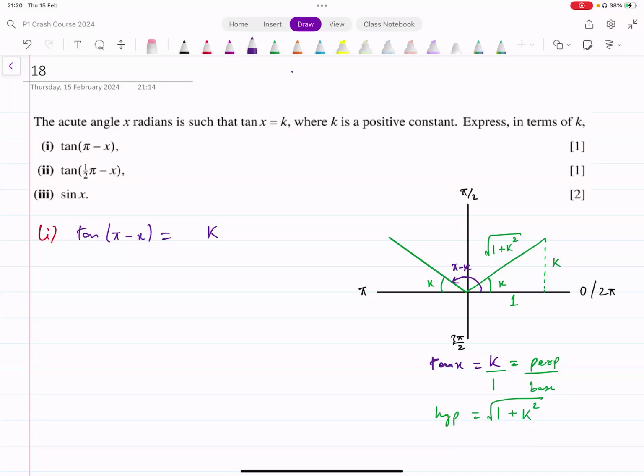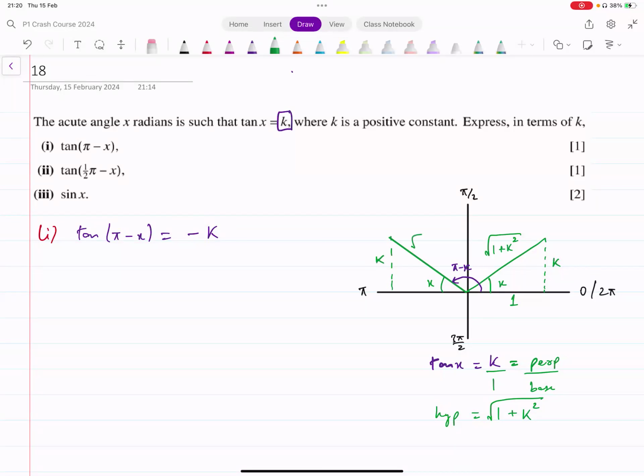However, since we are in the second quadrant now, tan is supposed to be negative in the second quadrant. So we put minus here. We say this is going to be minus k. Magnitude is the same as before because it's the same basic angle, x. And if it's the same basic angle, remember the triangles are similar, so all the ratios are going to be the same. This is going to be k.